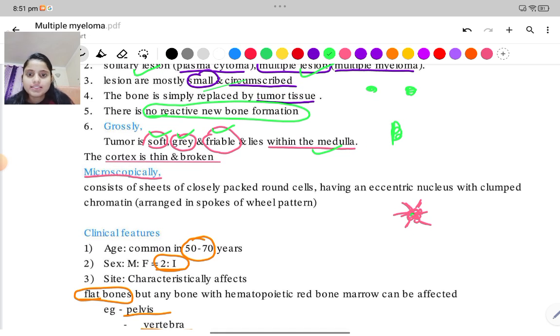Microscopically, it is arranged in the spokes of wheel pattern, having an eccentric nucleus with a clumped chromatin and consists of sheets of closely packed round cells.